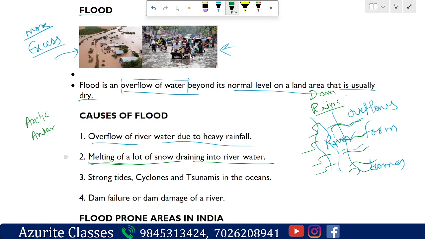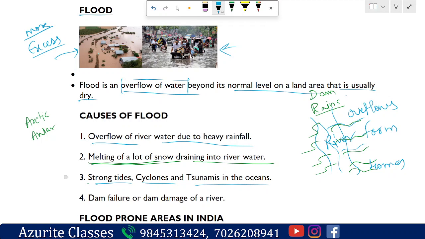So melting of a lot of snow. The Himalayas are there, mountains covered with ice. If that ice melts away, there will be so much water. So that will cause what? Flood, sir. Flood. Okay, good. Strong tides, cyclones, tsunamis in the ocean will also bring the rain, right?